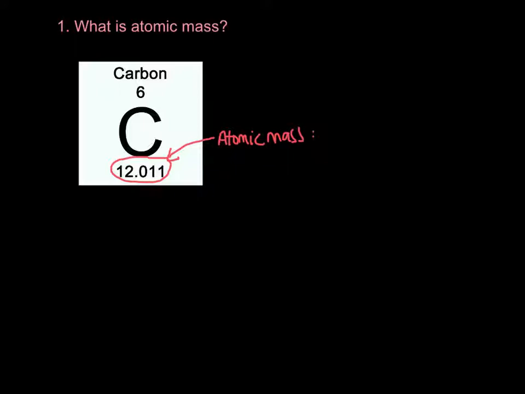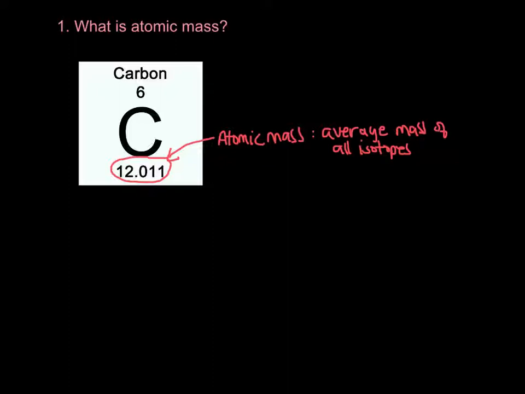Now you'll notice that it's a decimal, and the reason why is because it's an average mass. It's an average mass of all the known or naturally occurring isotopes of that element. So carbon has 3 isotopes, carbon 12, 13, and 14, and those are the naturally occurring isotopes of carbon. And so that average right there is an average of all 3 of those isotopes. But you'll notice that if you were to take an average of 12, 13, and 14, you wouldn't get 12.011. So why is it 12.011?